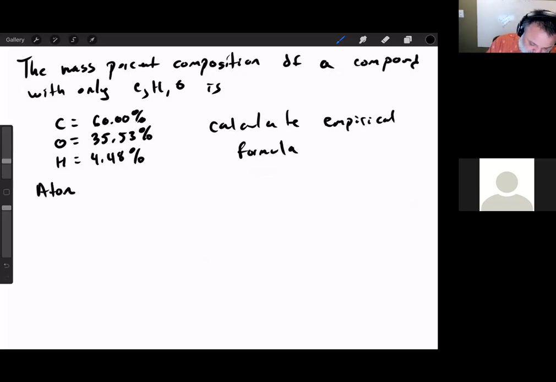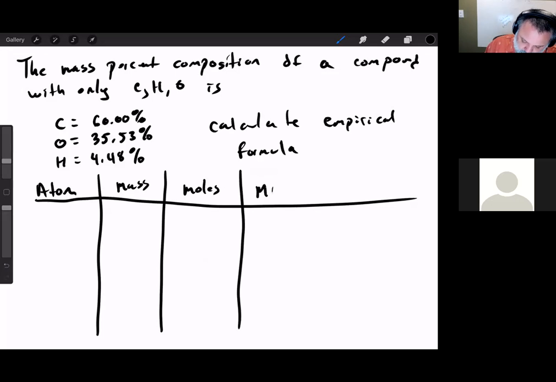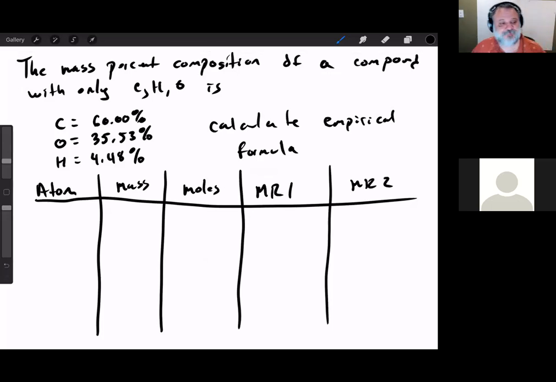Atom, mass, moles, mole ratio 1, and maybe mole ratio 2.